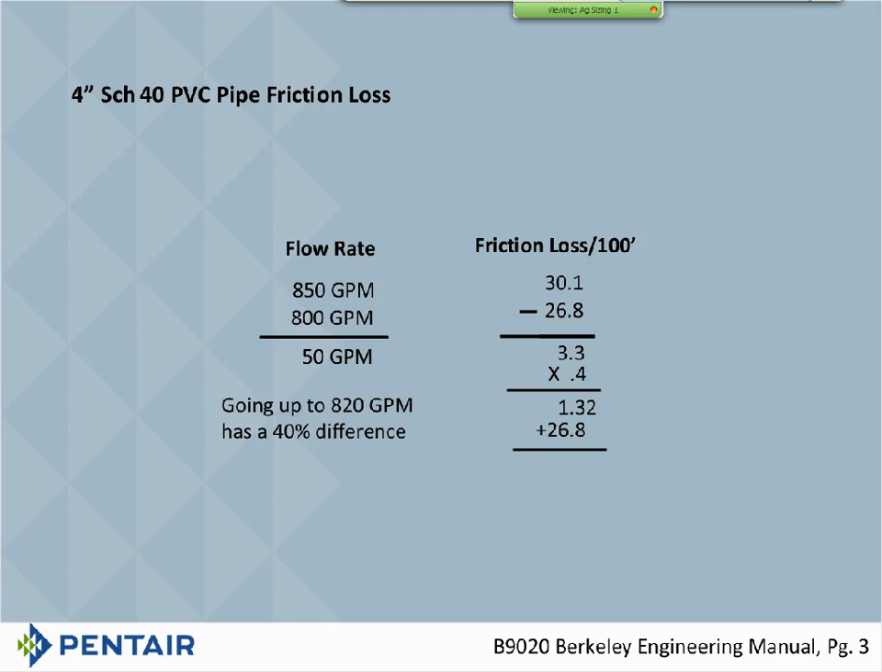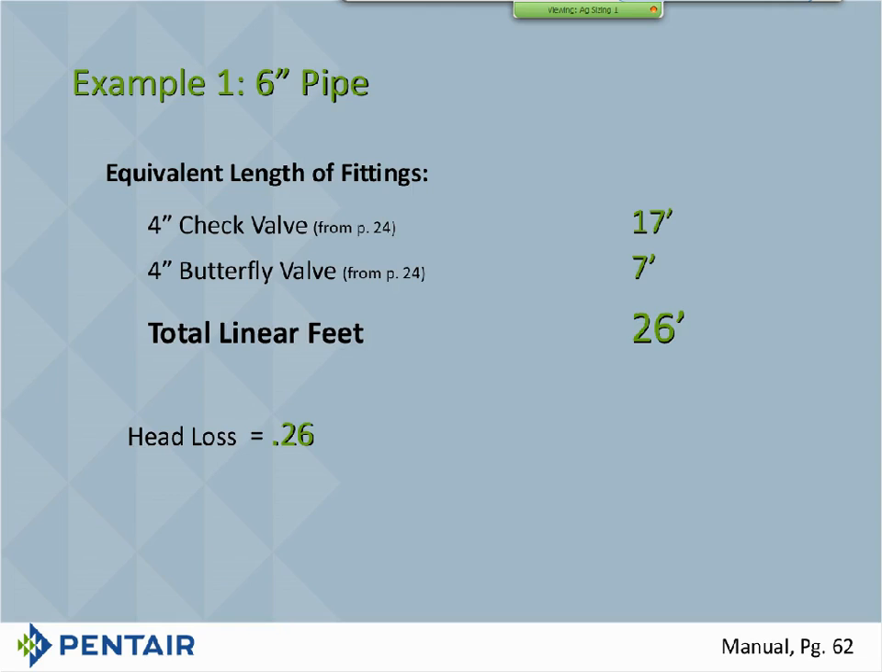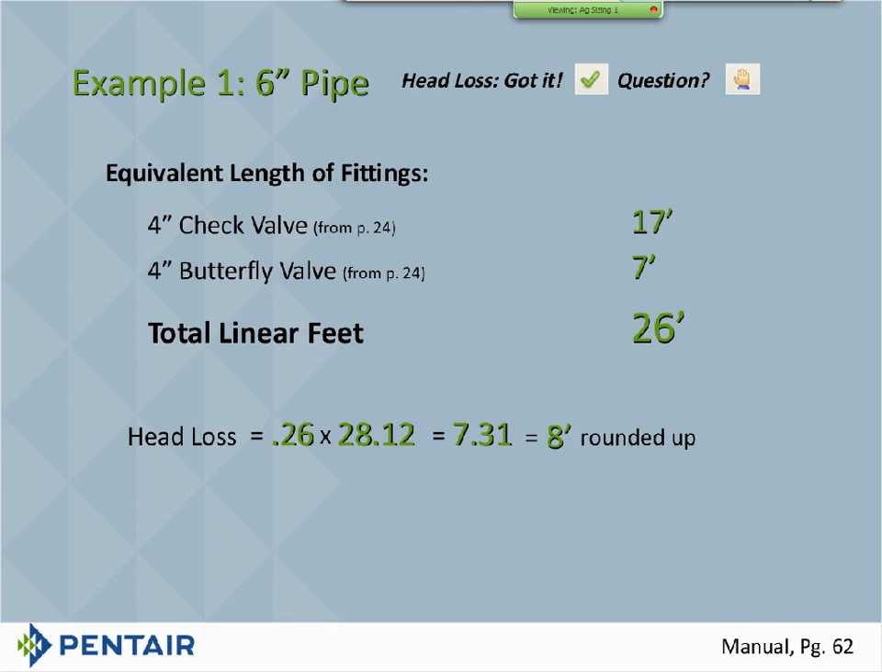Okay, I'm going to add the 1.32 to the 26.8 because we're going up, remember, and that's going to give my 820 28.12 feet of friction loss per 100 feet of pipe. So if I take my 0.26 times 28.12, okay, this one's going to surprise you. All right, if you got your calculator, you already did it. If you don't have your calculator, this equals 7.31, which of course we're going to round off to 8 feet.